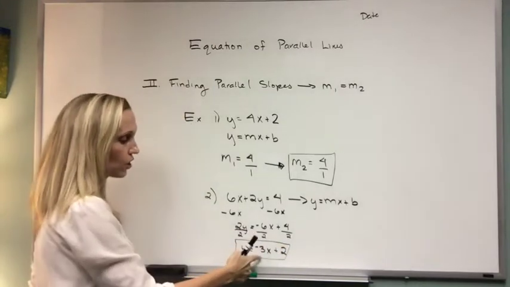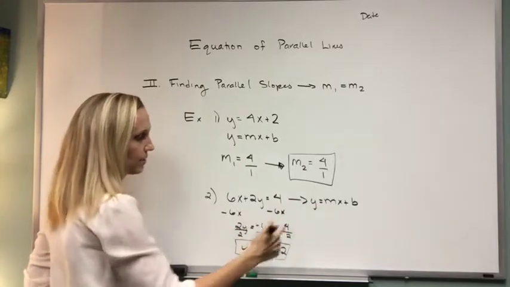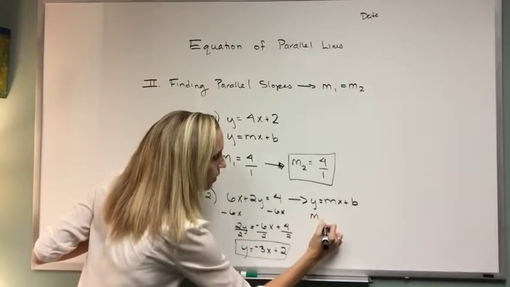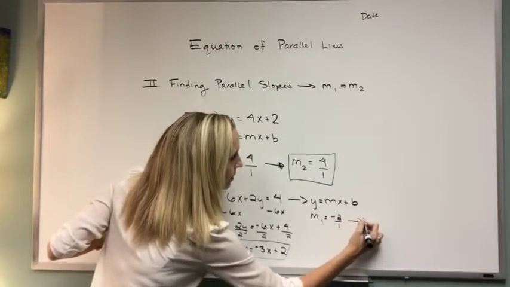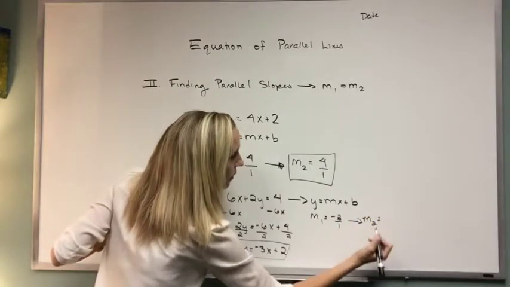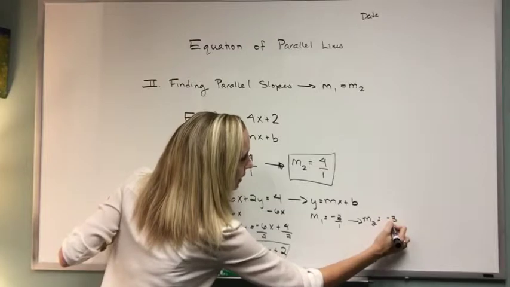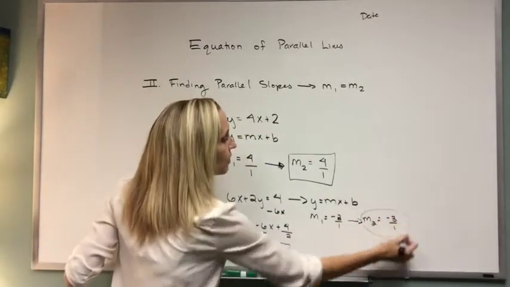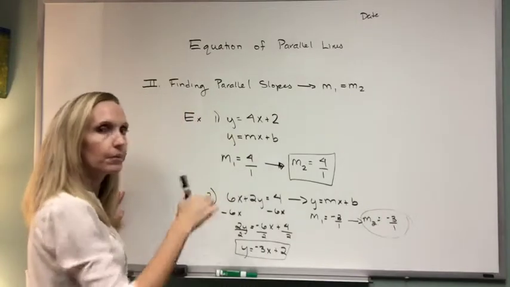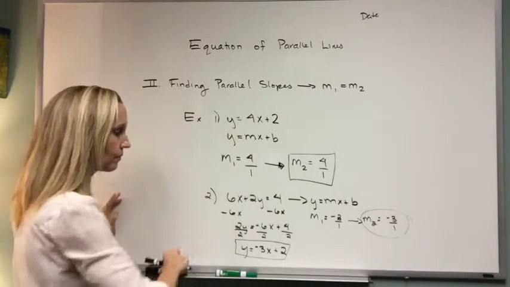We can identify the slope now, because it's in y equals mx plus b. So m1 equals negative 3 over 1. And because parallel lines have the same slope, the slope of my second line, the line parallel to it, must also be negative 3 over 1. It really is that simple.